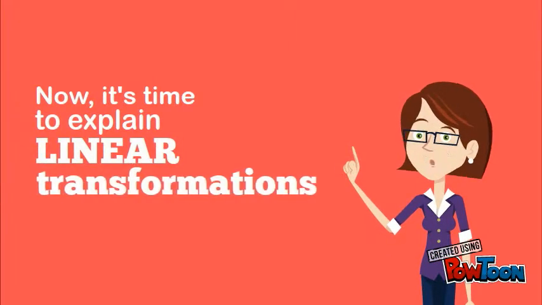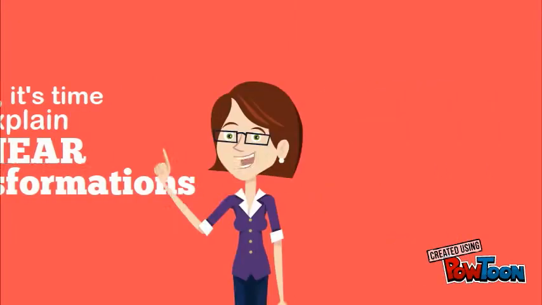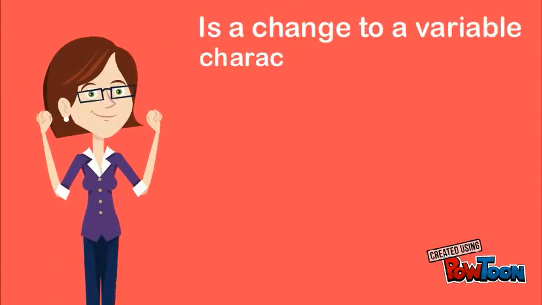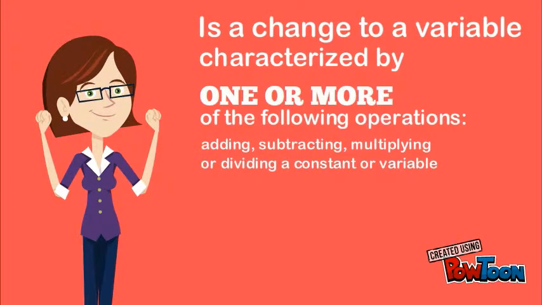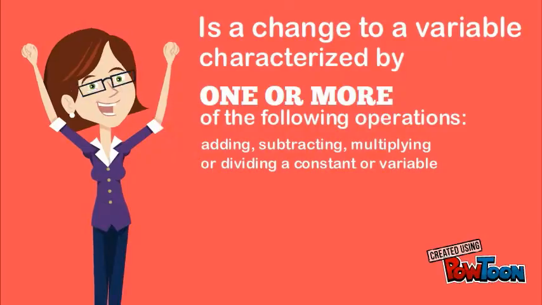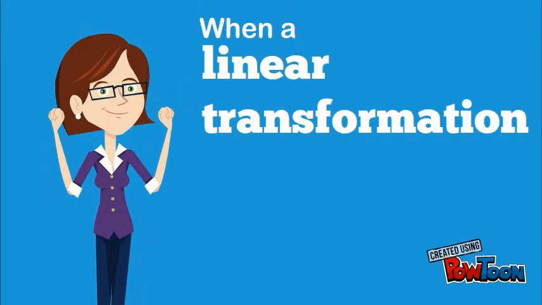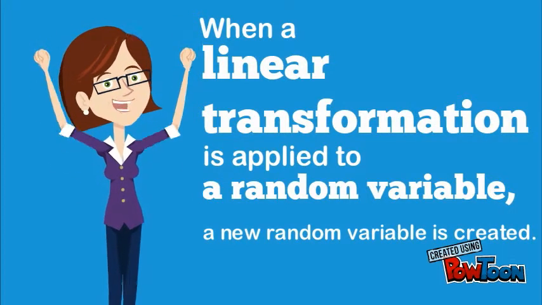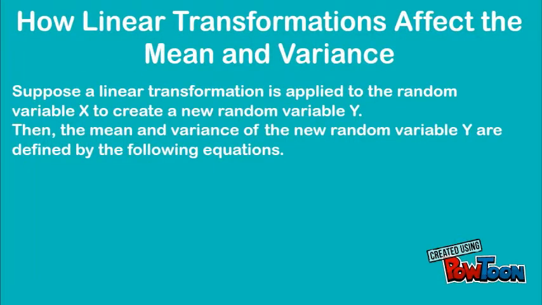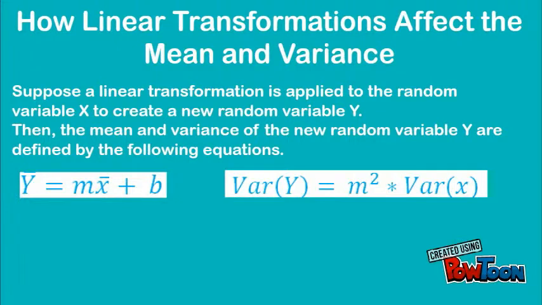Now it's time to explain linear transformations. Linear transformation is a change to a variable characterized by one or more of the following operations, either adding, subtracting, multiplying, or dividing a constant or variable. When a linear transformation is applied to a random variable, then a new random variable is created. Linear transformations affect the mean and the variance. Suppose a linear transformation is applied to the random variable x to create a new random variable y. Then the mean and variance of the new random variable y are defined by the following equations.